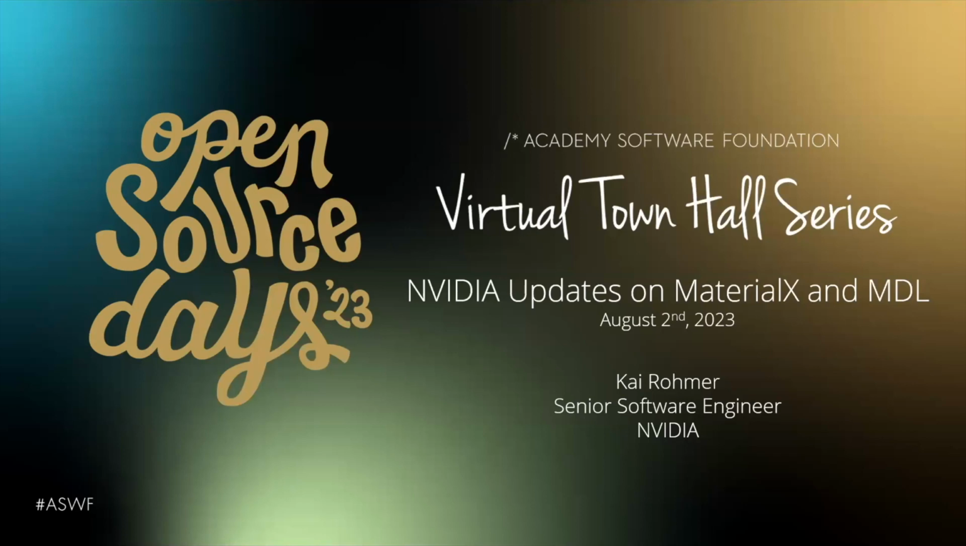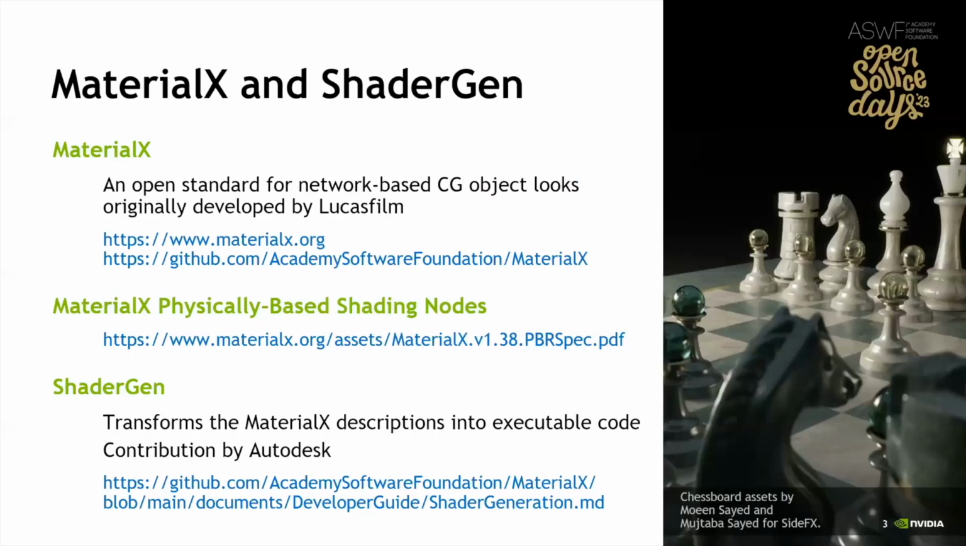Hi, I'm Kai Rohmer, software engineer in the MDL team at NVIDIA, and I'm going to talk about our latest contributions to MaterialX. And yeah, we all know what MaterialX is. It's an open standard for representing material graphs in computer graphics. It offers physically based shading nodes along with standard nodes for compositing materials based on graphs or networks. And the most important part for us, the shader generator, which allows us to transform the MaterialX descriptions into code of the target language for your specific renderer.